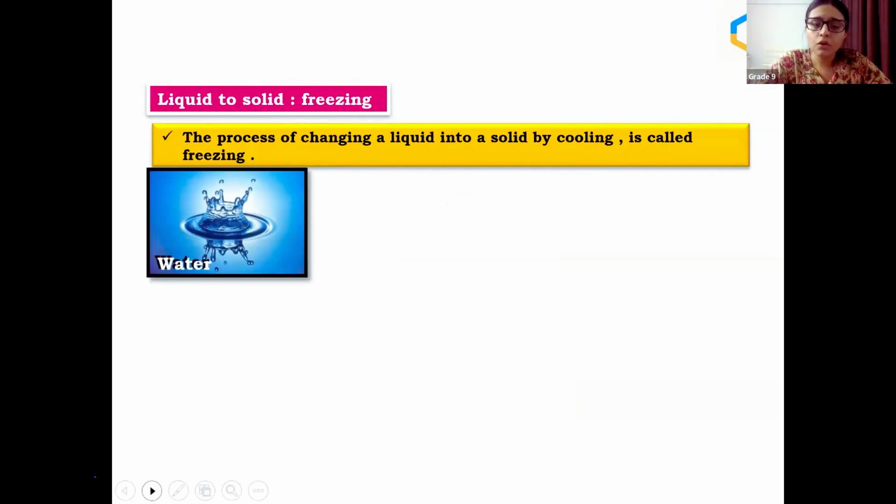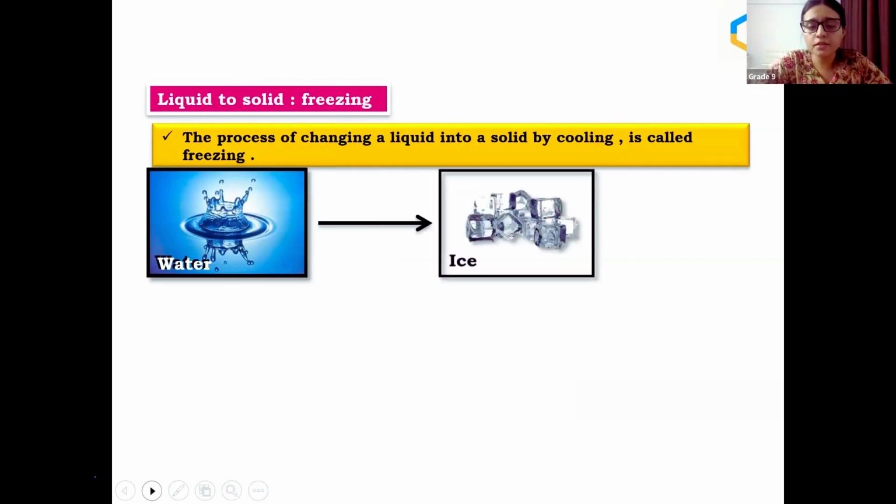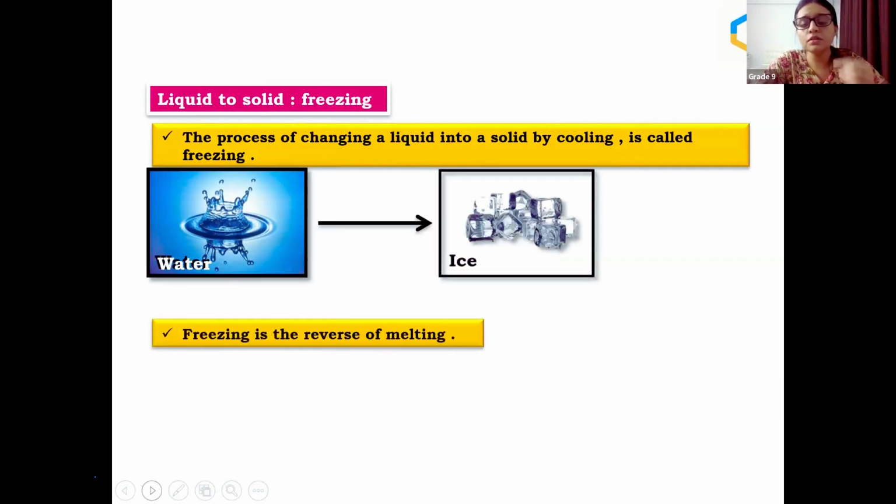Now there is liquid to solid, which is known as freezing. So solid to liquid is fusion and liquid to solid is freezing. Remember that. So the process of changing a liquid into a solid by cooling is called freezing. Very easy. Water, and then we have ice. We have converted it through the process of freezing. Freezing is the reverse of melting.